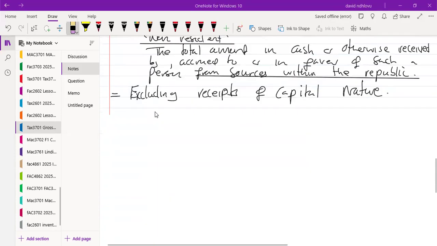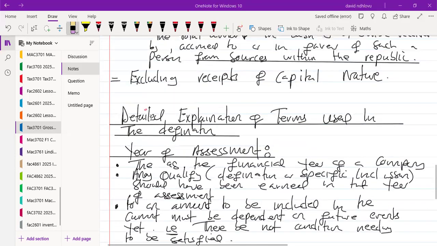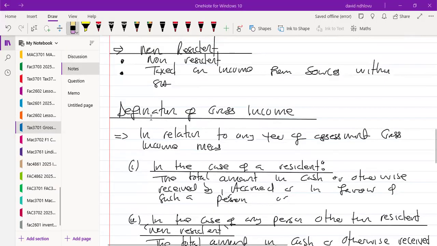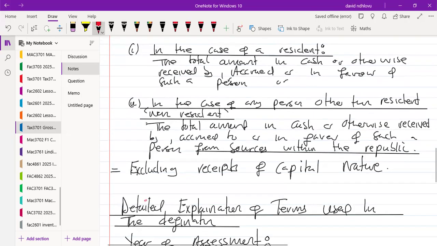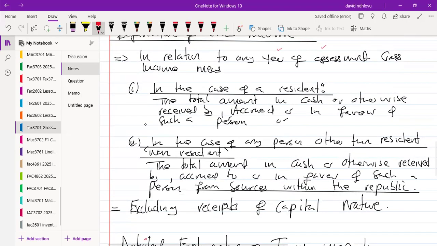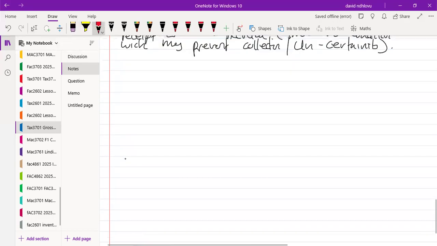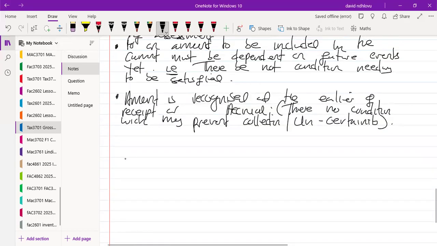Right, when we look at the gross income definition, we have explained one thing here. We have just looked at what is called year of assessment. That's what we discussed today. Next, we want to discuss this issue of in the case of a resident, which we have already discussed. So we want to discuss the total amount in cash or otherwise. So therefore, that's the next item to discuss. Right, the total amount.